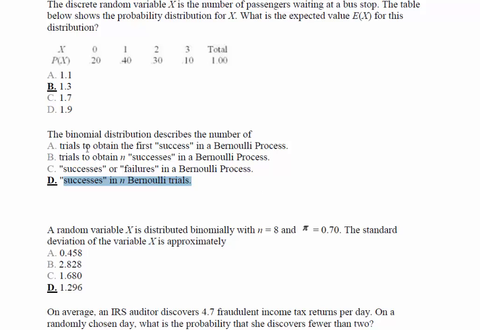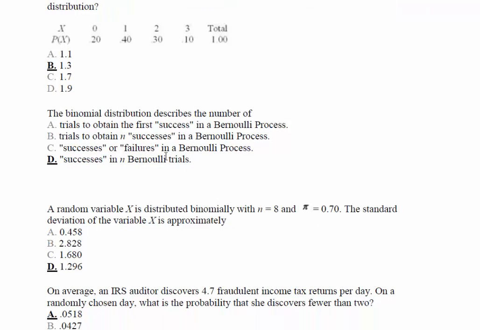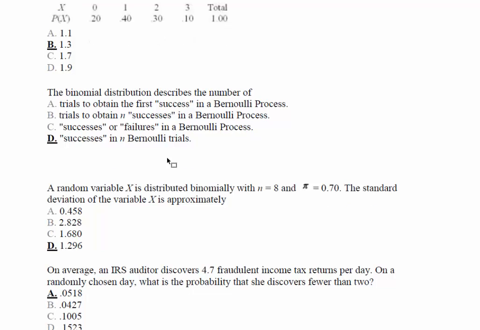It's not the number of trials to obtain the first success. That's not true. It's not the number of trials to obtain n successes. That's not true either. In the Bernoulli, it's the number of successes. It's not success or failure in Bernoulli. So this is basically straight from the definition.